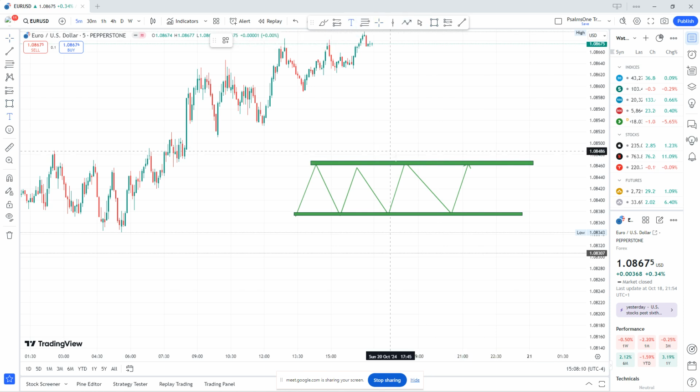This part of the diagram that I just drew is what we call resistance, and I will explain what that means. I hope you see my screen. This one is resistance and this one is support.